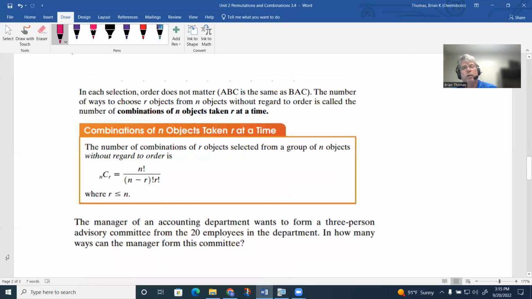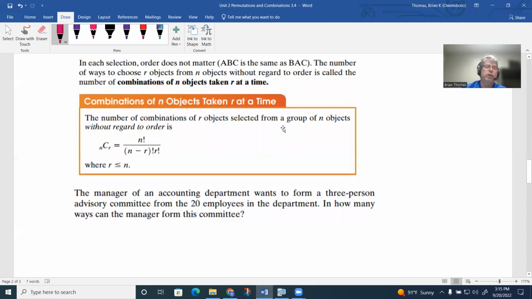The next thing we get into is what's called a combination. In a combination, we're still arranging things, but now order does not matter. So, for instance, I have here an example. In each selection, order does not matter. Like if I have A, B, C, B, A, C, you still have the same letters in a different order. That doesn't really matter. So the number of ways to choose R objects from N objects without regard to order is called the number of combinations. So a combination is when we want to disregard order.